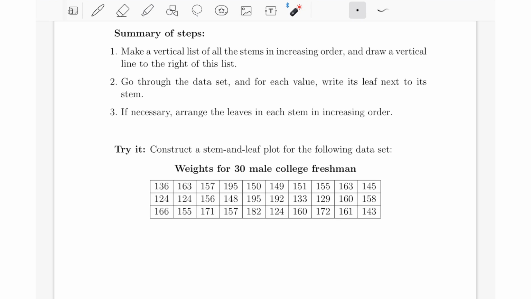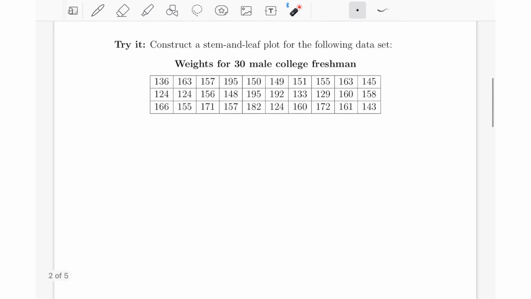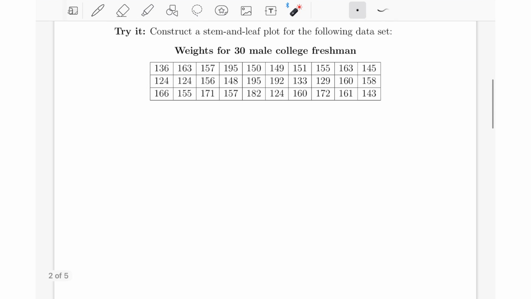So here's our next example. Here's the one I want you to try on your own. So at this point, go ahead and pause the video and try this on your own. This is a data set containing the weights for 30 male college freshmen in pounds. See if you can construct a stem and leaf plot. Pull out a pencil and a paper, try this. I'll give you a few seconds, then I'll show the solution on the screen.